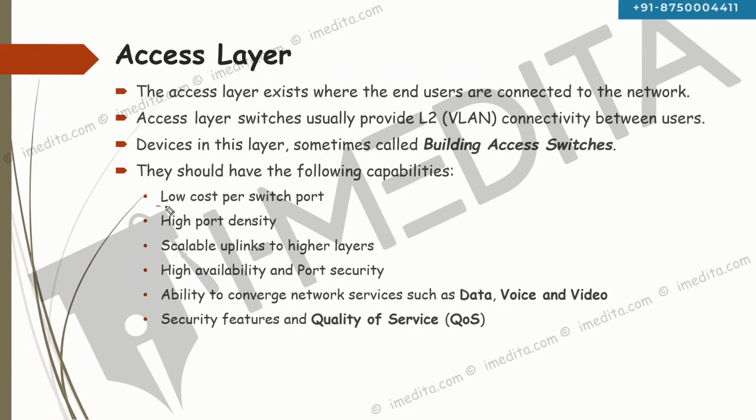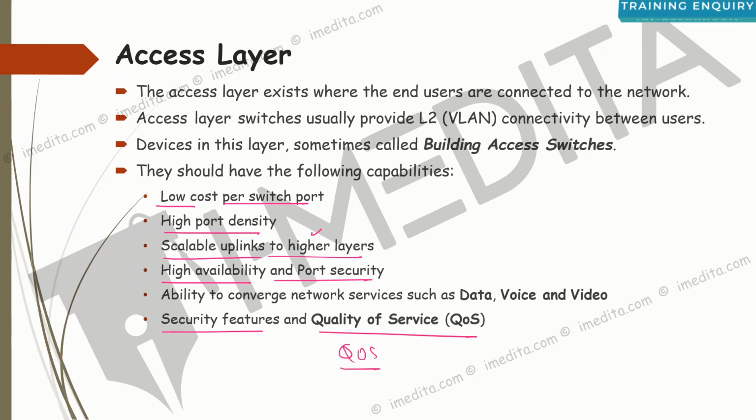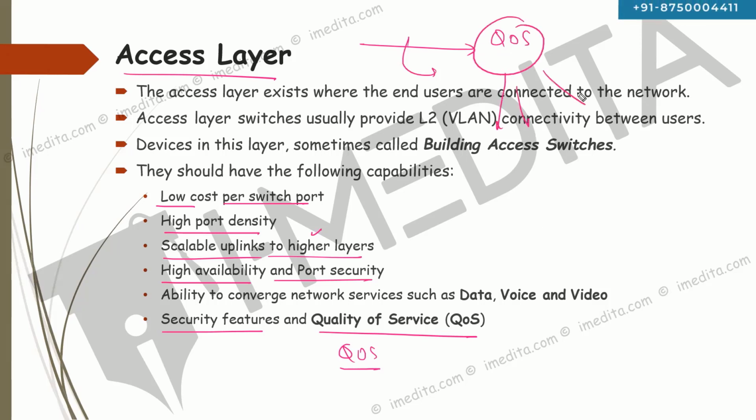So low cost per switch port, high port density, scalable uplinks to the upper layers such as the core or distribution layer, HA options, port security, and other layer 2 security features. If we can enable quality of service, it will be better as well. If the switch that we connect at the access layer can perform basic quality of service, such as matching the traffic based on certain criteria and giving some preference to that particular traffic, then it will be much better.